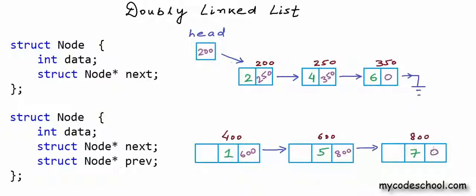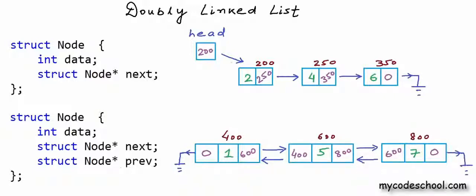For third node, this field will be 0. For first node, there is no previous node, so this leftmost cell, which is supposed to contain the address of the previous node, will be 0 or null. The previous node for second node will be 400. And the previous node for the third node is the node at address 600.